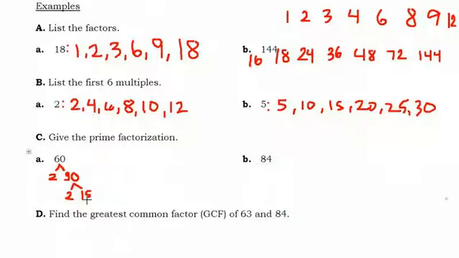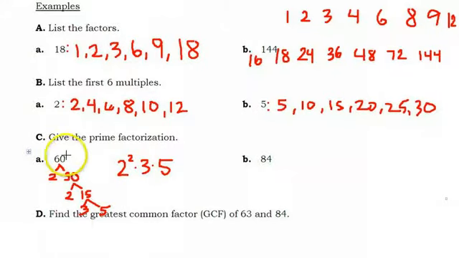So I'm going to try the next smallest prime, which is 3. 15 does divide by 3, and it leaves me with 5. And I know 5 is a prime number, so I have found the prime factorization of 60. I have a 2, a 2, a 3, and a 5. So I'll write that 2 squared for the 2 2's times 3 times 5.